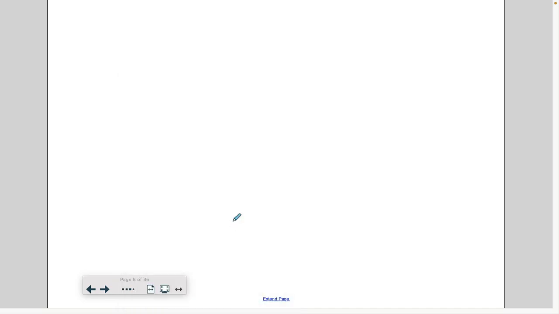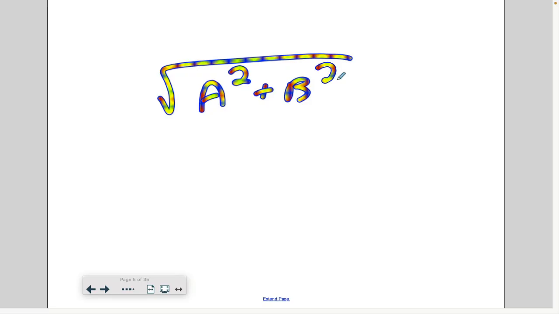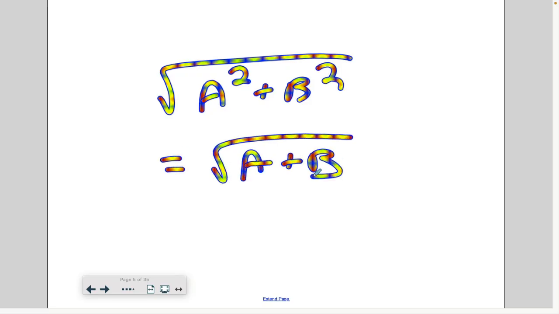Damn it, I can't do it. If you try to do shortcuts, I don't know why I wrote the square root in. Why am I going to cry if you do that?